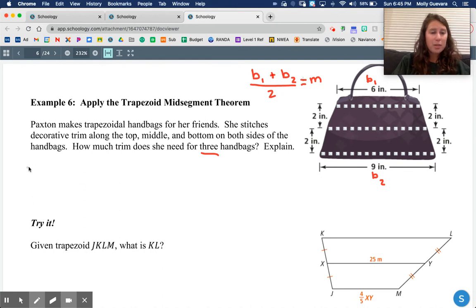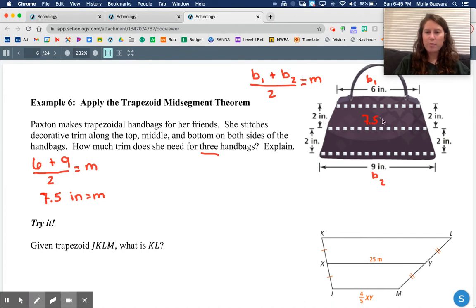Okay? So I have 6, which is base 1, plus 9, which is base 2. I'm following this equation. Divided by 2 equals M. Well, 6 plus 9 is 15. 15 divided by 2 is 7.5. So 7.5 inches equals M. And I know it's inches because that's the unit in the image. So this right here is 7.5 inches.